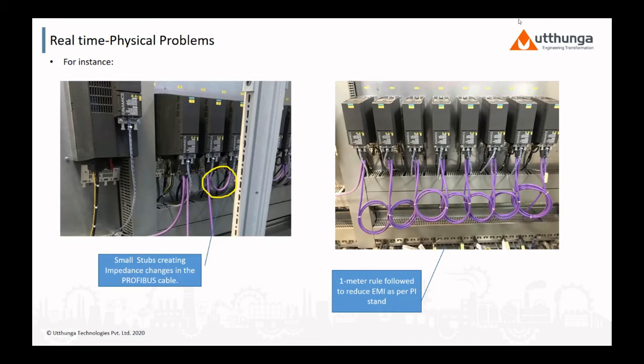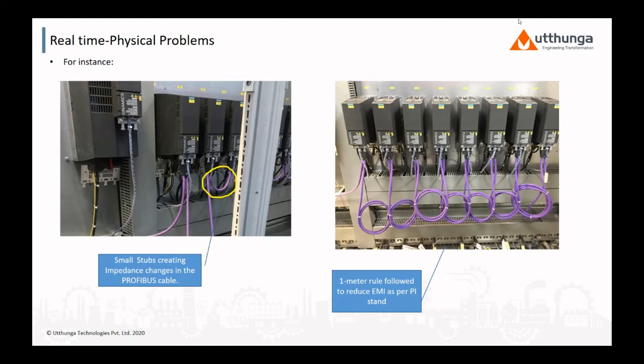Here there were very short stubs. This created a lot of impedance changes in the network, impedance changes due to the inductance effect. Because the cable length is very short and the EMI effect is affecting the network, that created the impedance changes.